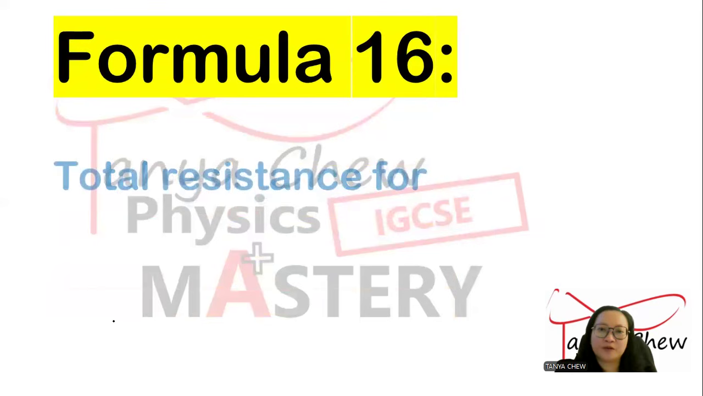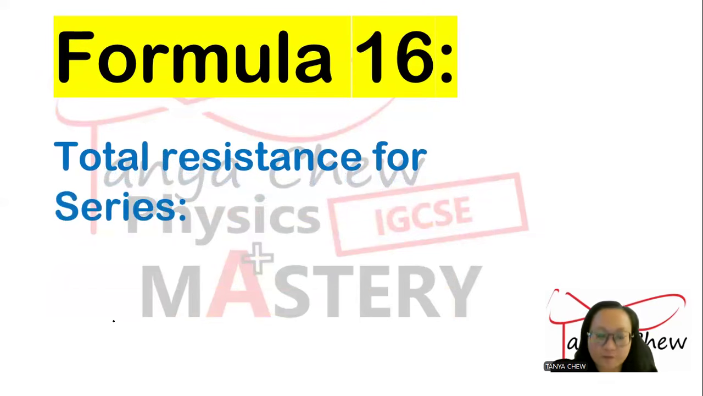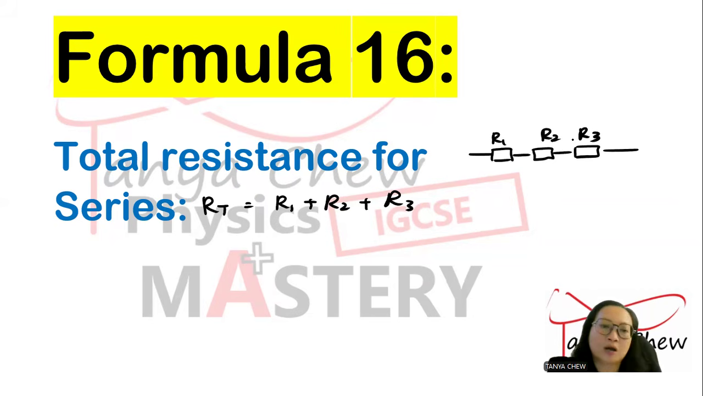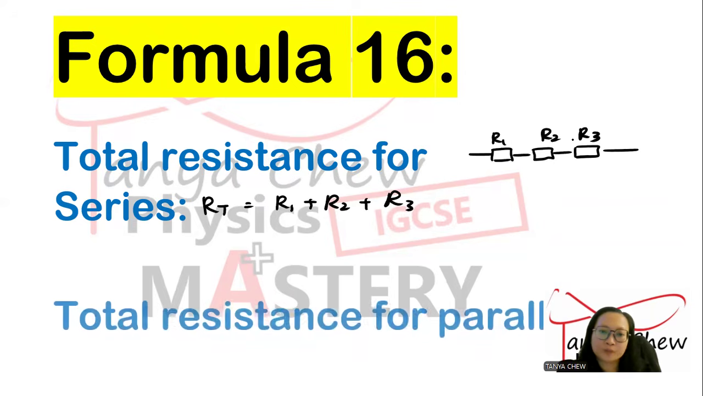The next one, formula 16, total resistance for series. For series, it depends on the number of resistors arranged side by side, right? So series, you just add up. The total resistance will be R1 plus R2 plus R3. If there are 3 resistors, remember, R1, R2, R3. Just add up R1, R2, R3. These are called series circuit.